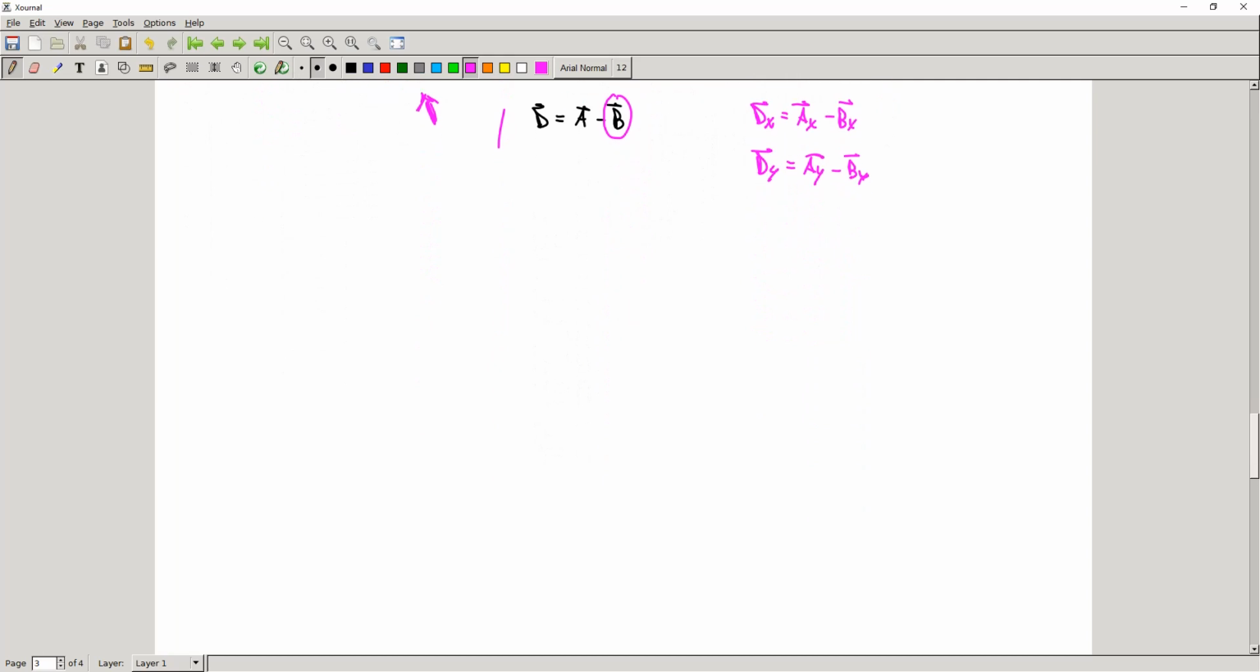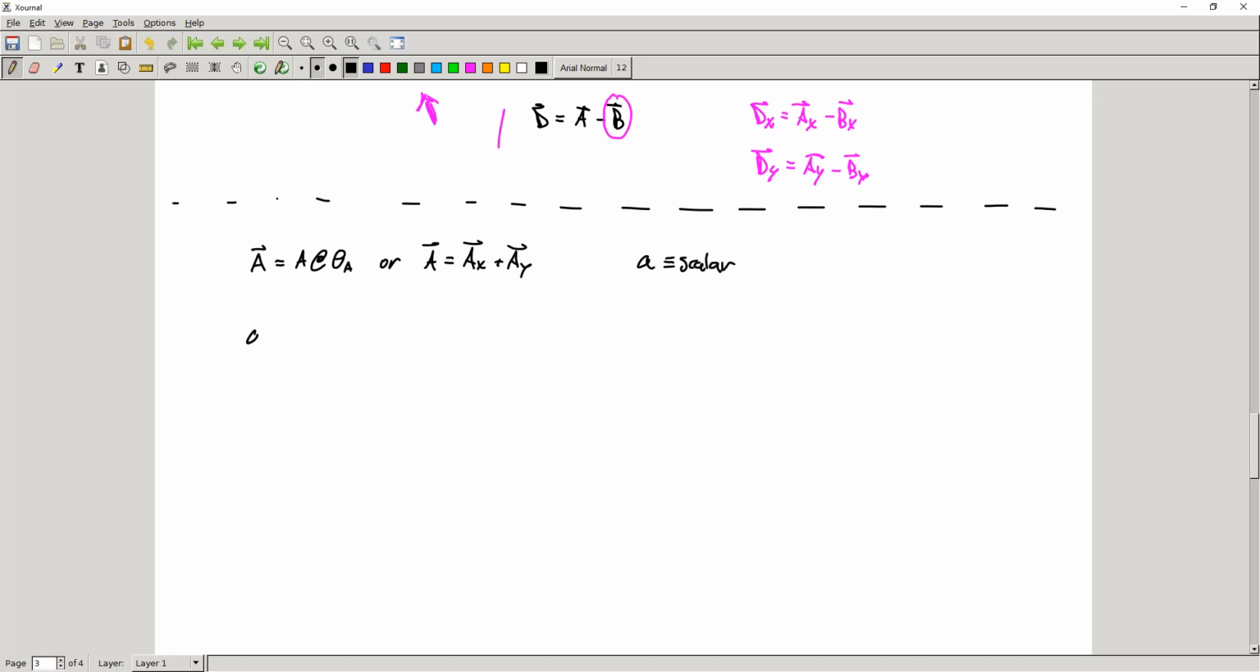And so finally, the last thing I want to talk about is the multiplication of vectors by scalars. And we're not going to use this too much in this course, but we should know how to do it. Let's say we had some vector A, right? And let's say this vector was written in this form, or equivalently, we could have the vector written like this. And we now wanted to multiply it by some scalar. Say the lowercase a is some scalar.